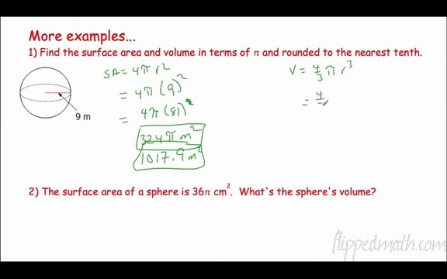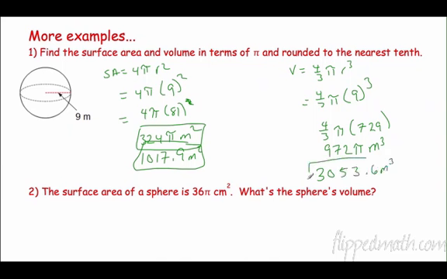Let's go over here. 4/3 pi. Now r to the third, that's 9 to the third. All right, 9 to the third is 729, so 4/3 pi times 729. 4/3 times 729 is 972. All right, 972 pi. So that, again, is our exact answer. But if we want to round it to the nearest tenth, we should get 3,053.6 cubic meters. So we have our rounded, we have our exact.